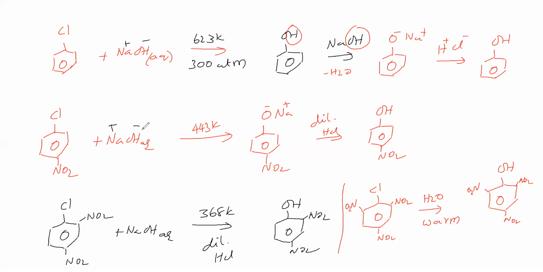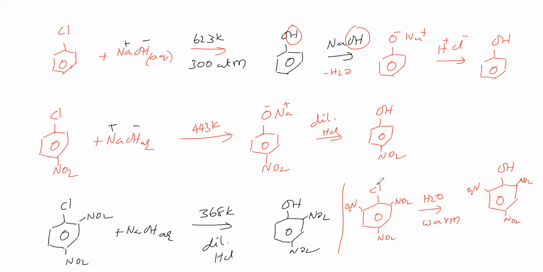Sodium hydroxide is giving a better nucleophile, OH minus. Water is a poor nucleophile when compared to OH minus. It is only a weak nucleophile. Therefore, though a weak nucleophile is there, the reaction is taking place because of the 3 electron withdrawing groups.